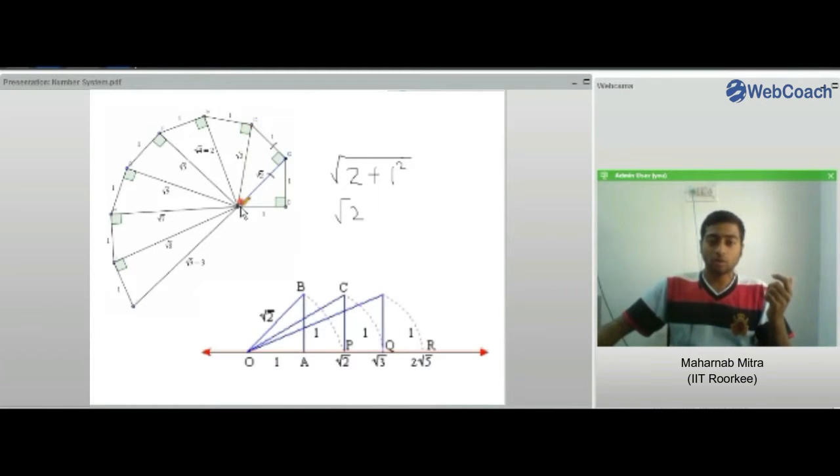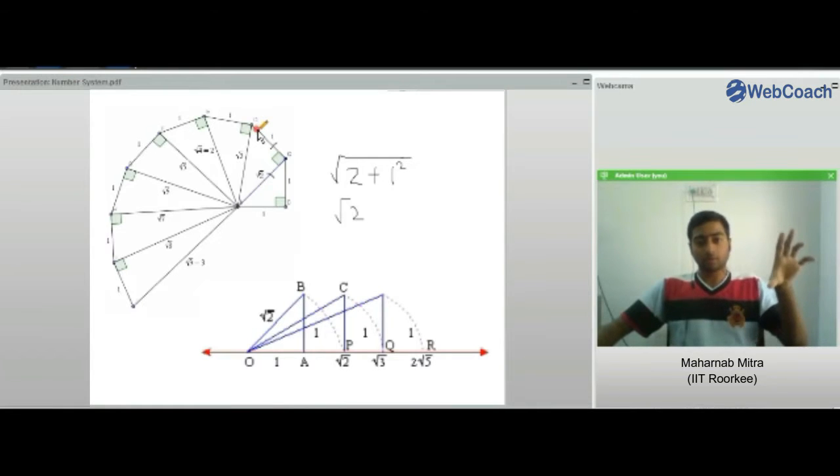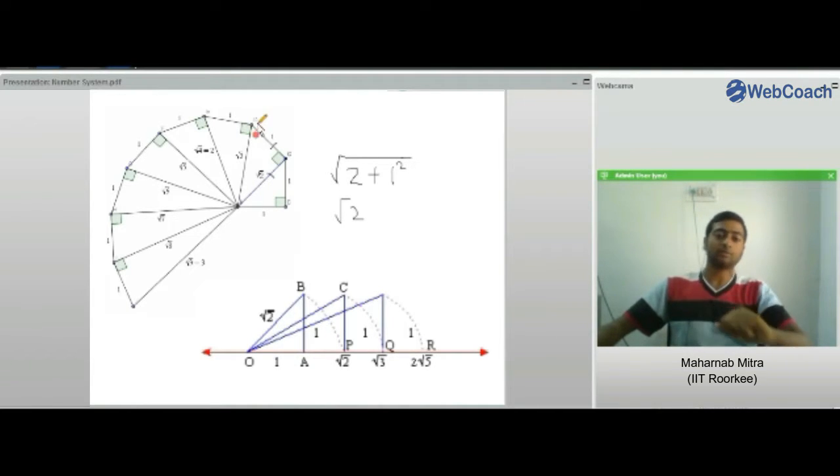And then we do the same method. We take this length square root of 3 and then measure and plot it on the straight line, right? We plot the same length. You may use a compass or a scale and then draw the same length on the straight line, correct?